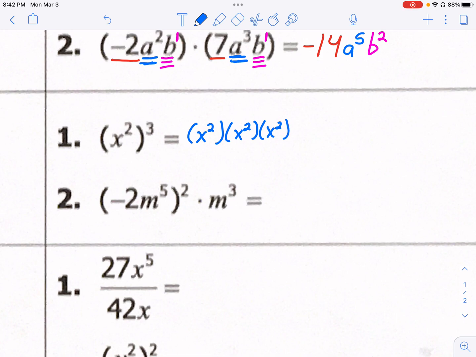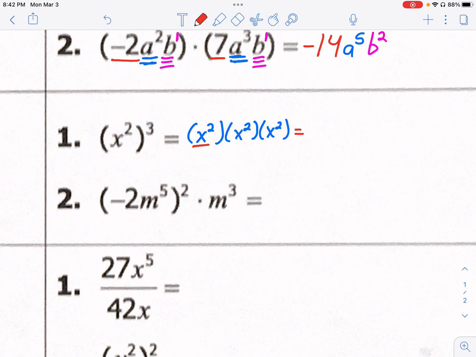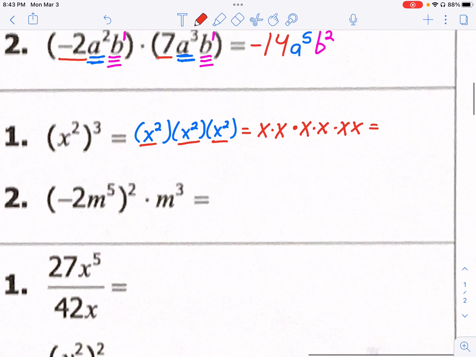So that's the first thing. And now I'm going to rewrite it again because each x squared tells me there's actually 2 x's in each one of those. So again, there's all those guys. And notice, now I'm going to count out how many x's I have, and I should end up with a total of 6.